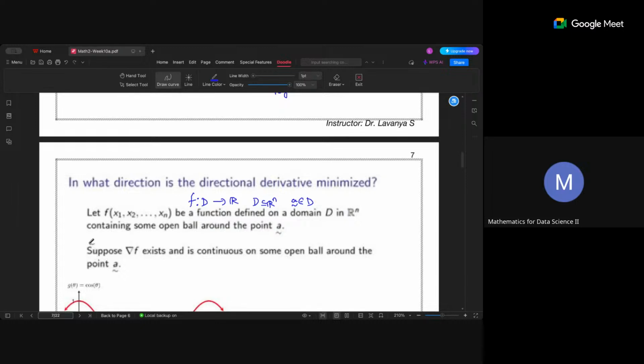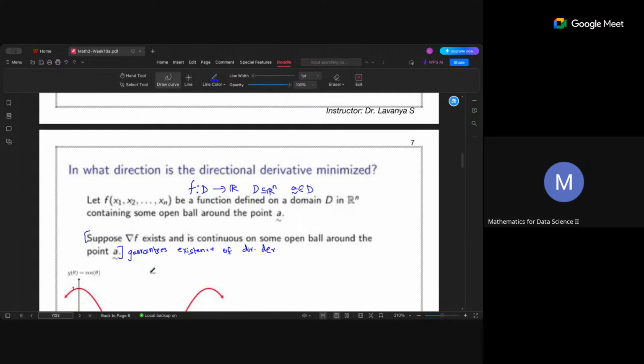Why are we considering this condition here? This guarantees the existence of what? Derivatives. Directional derivative. So that's why we are assuming this condition.